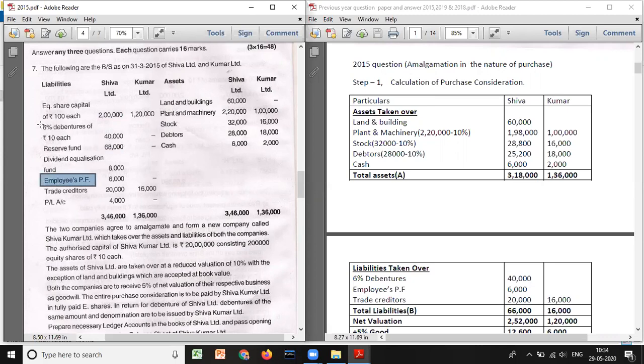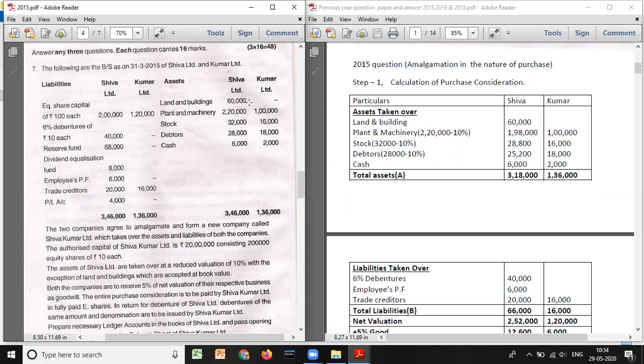Okay, it's a liability. Debenture is a liability, and share capital is capital, and reserve and dividend, these are all reserves and surplus. And that too, this dividend equalization fund is a statutory reserve. Next one, we have trade creditors, which is a liability. P&L account, we have 4,000. So trade creditors 20,000 and 16,000 we have.